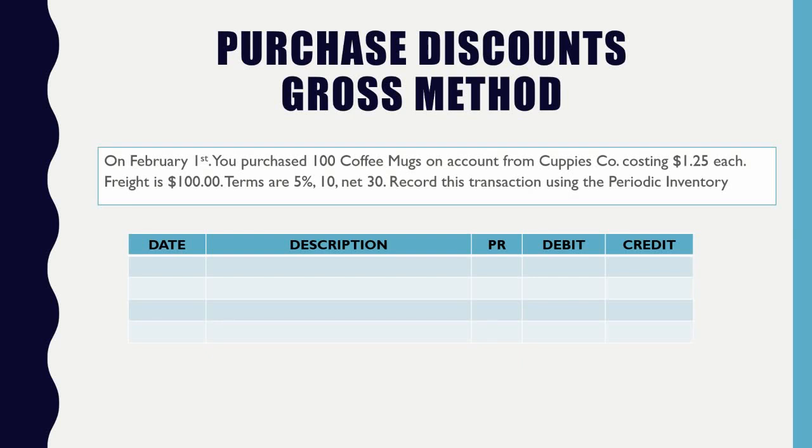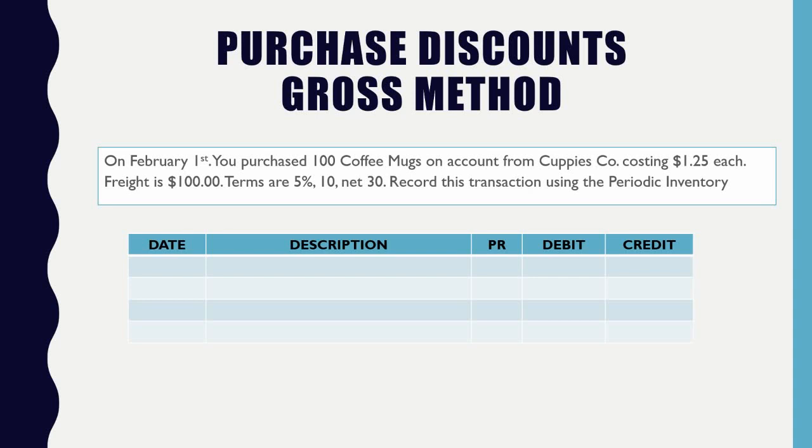So again, the example here is that on February 1st, okay, let's look at the dates, very important. February 1st, you purchase 100 coffee mugs on account from Cuppies Co. Okay, and each cup costs you $1.25 each with a freight of $100. And terms are 5/10, net 30. Record this transaction, okay? So in this case, let's practice how to record the gross method, right?